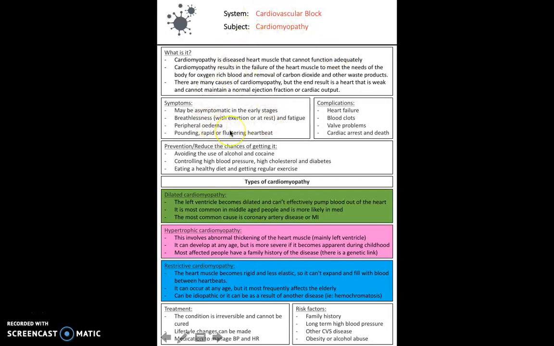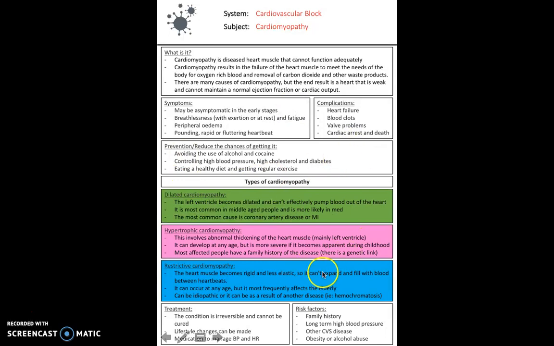Symptoms of cardiomyopathy, they may be asymptomatic in the early stages, but eventually they will develop breathlessness, whether that be on exertion or at rest, fatigue, peripheral edema, and also you'll notice a pounding, rapid or fluttering heartbeat, they may describe it as. In terms of complications of cardiomyopathy, heart failure is the main complication, but blood clots, valve problems and cardiac arrest can also ensue.